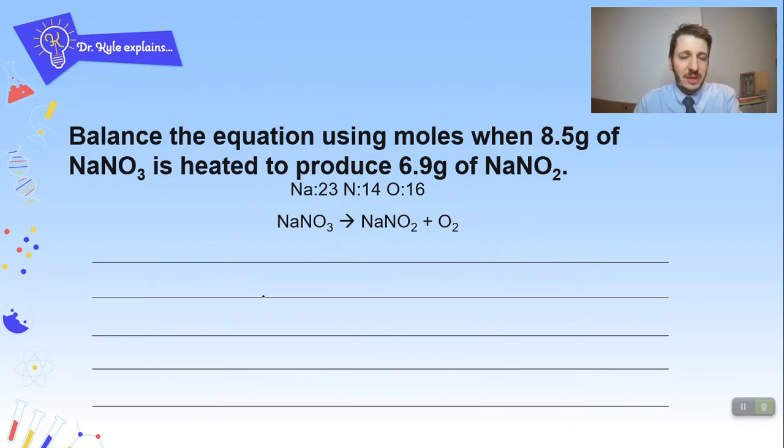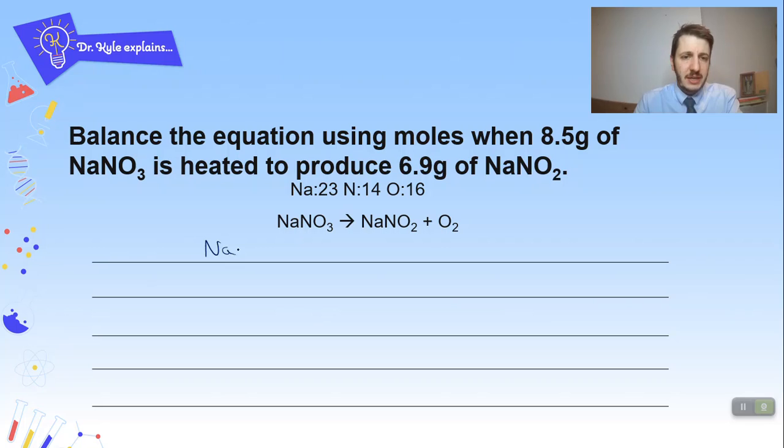Okay, let's have another look at a different question. Balance the equation using moles when 8.5 grams of sodium nitrate is heated to produce 6.9 grams of sodium nitrite. Please note there's O3 here and O2 here, that's the difference. So balance this equation then.